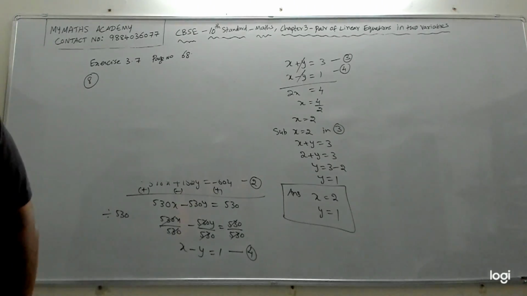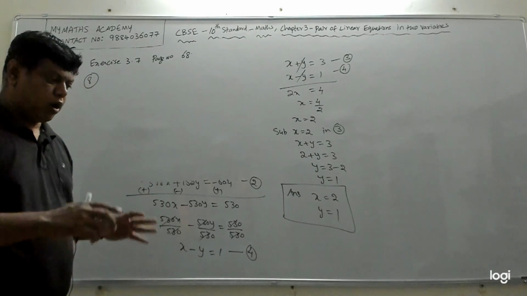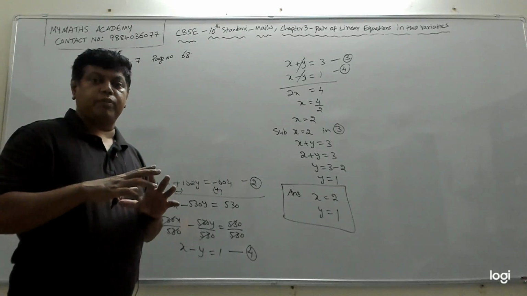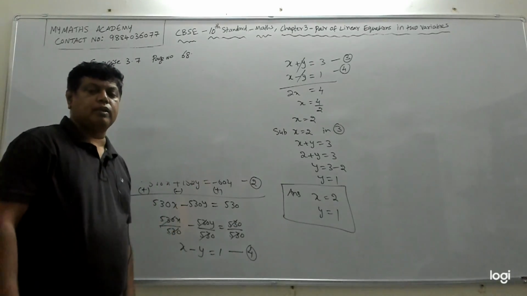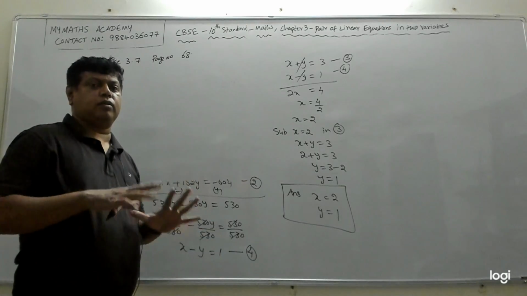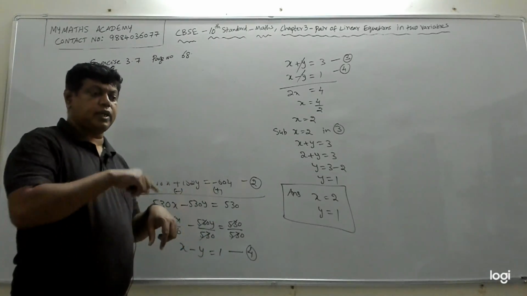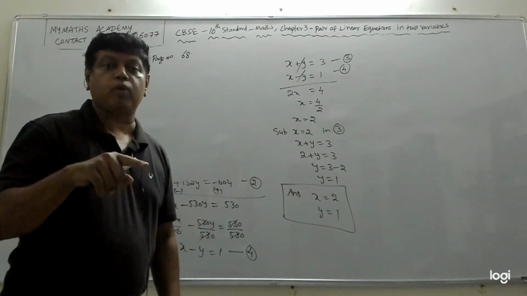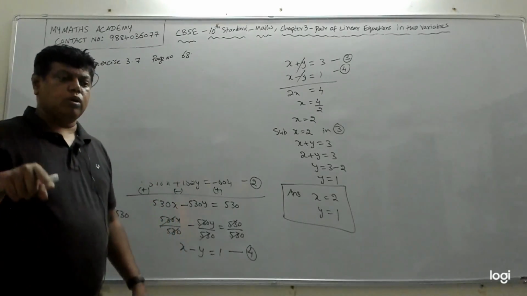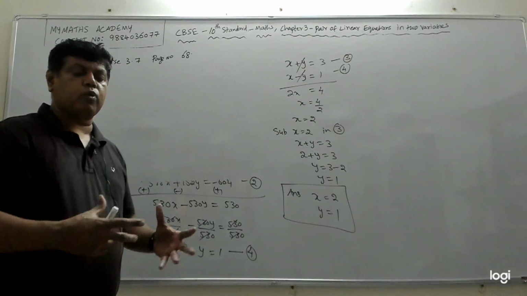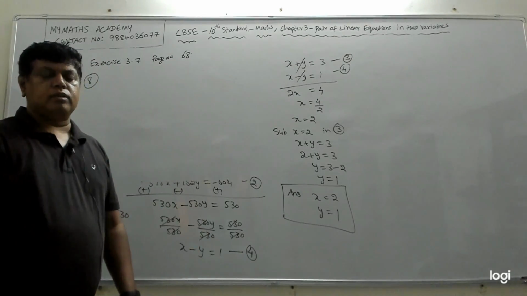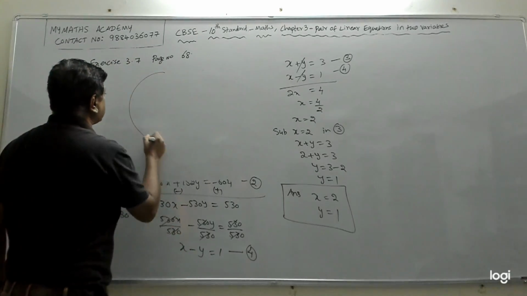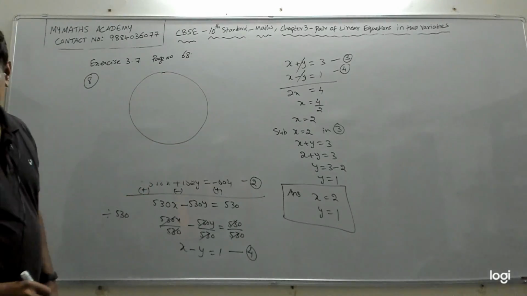So what is the cyclic quadrilateral? A cyclic quadrilateral is a quadrilateral wherein the four vertices of the quadrilateral lie on the circle. Or we can think of it as a circle passing through all the four vertices of a quadrilateral. Then that quadrilateral is called a cyclic quadrilateral.